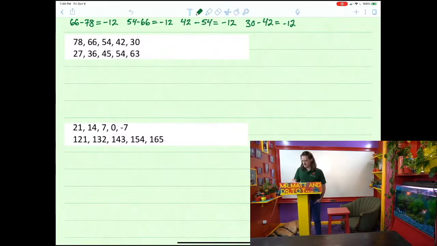So if we take 30 minus 12, we'd have 18. 18 minus 12 is going to give us 6. And 6 minus 12 will give us negative 6.